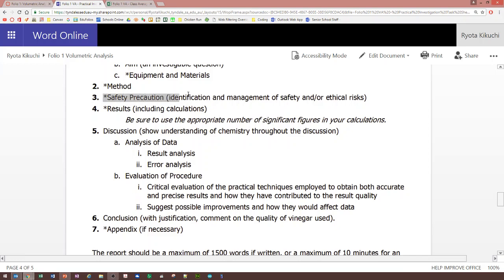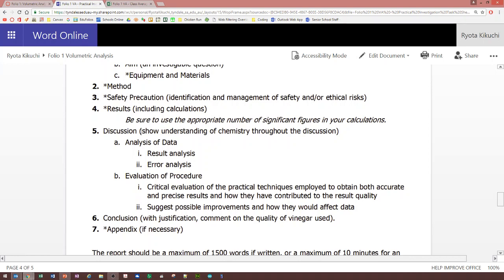And safety precaution. So identification and management of safety and/or ethical risks. So how did you measure, what did you use to measure sodium hydroxide pellets? That was one of the most dangerous stuff that you used.